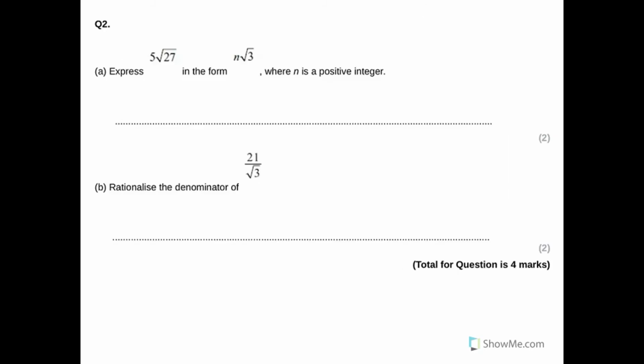Same again. I'm going to express 5 root 27 in the form n root 3. I'm going to simplify. Now you do that by working with the root 27. The 5 is going to stay at the front, so I'll just leave the 5 there for now. And then root 27 needs to turn into 2 new surds. Well, one of them is going to be root 3, because it says that in the question there. It's just your job to work out what the other one is.